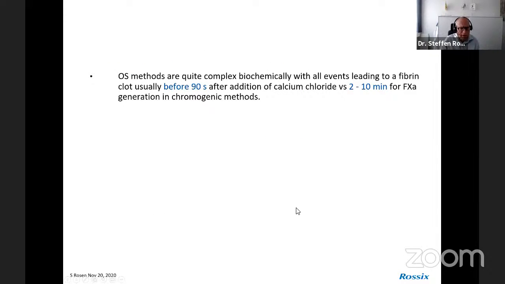One-stage methods are actually quite complex biochemically. This is not always realized because the method is so simple, but they are very complex, with all events leading to a fibrin clot usually before 90 seconds after addition of calcium chloride, as compared to 2 to 10 minutes for thrombin generation in the chromogenic method. Clotting also takes several minutes in vivo. One-stage methods are interfered with by pre-activation of factor VIII, more about that later.